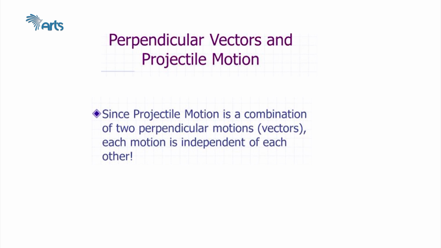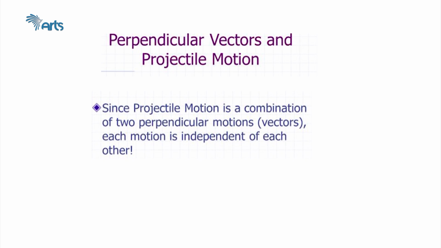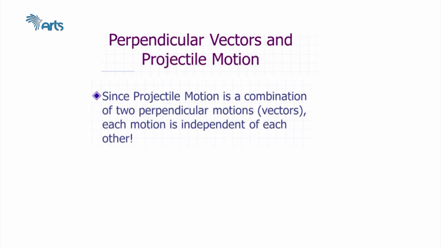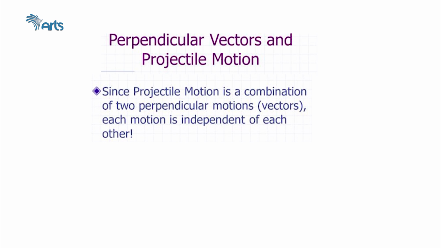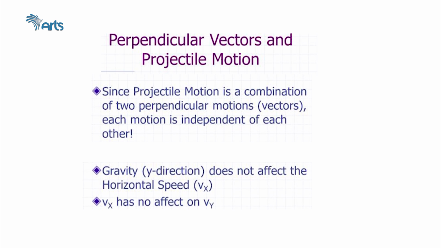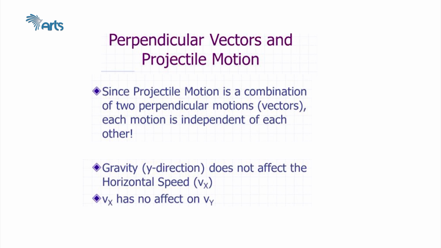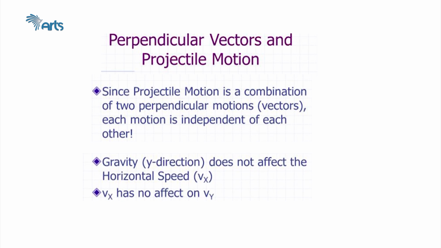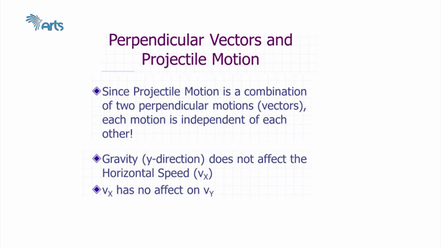So when we look at inclined projection, since projectile motion is a combination of two perpendicular motions or vectors, each motion is independent of the other. Along the vertical direction, there is gravity, and this gravity does not affect the horizontal speed Vx. Similarly, this horizontal speed Vx has no effect on Vy.